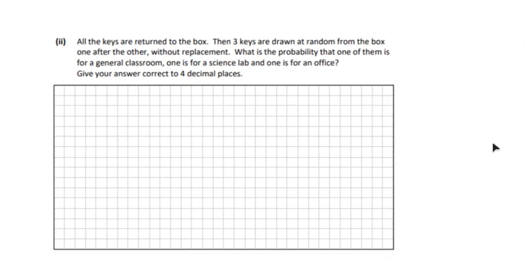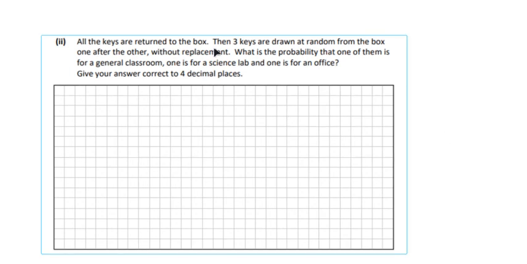Okay, all the keys are returned to the box then. Then 3 keys are drawn at random from the box, one after the other without replacement. What is the probability that one of them is for a general classroom, one is for a science lab, and one is for an office?